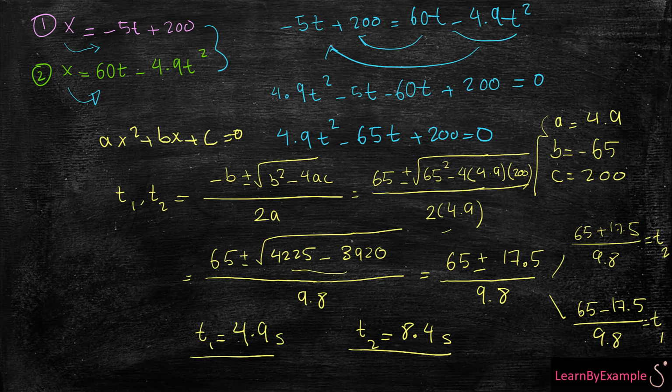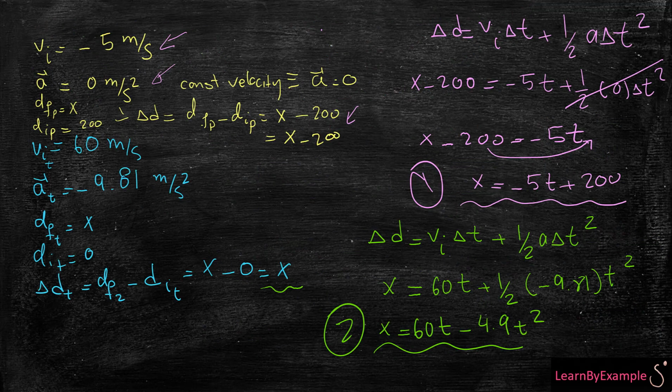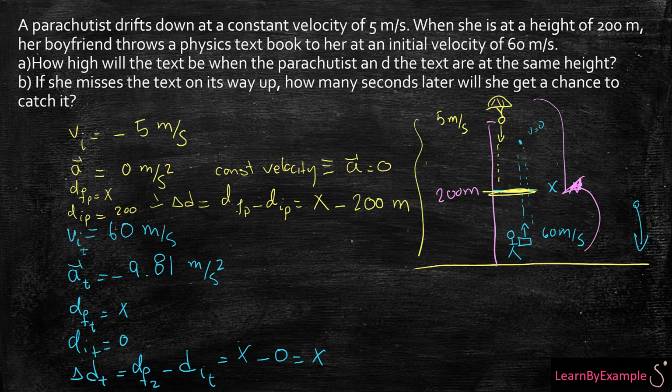Okay, so let's go back to my picture here. This is why it's really nice to draw a picture. So when I throw this book up, what happens is that this parachute is coming down and they're going to meet at X. So this is where I have my T1. This is the first time they're at the same height. Now then what happens is that the parachute is going to continue going down here.